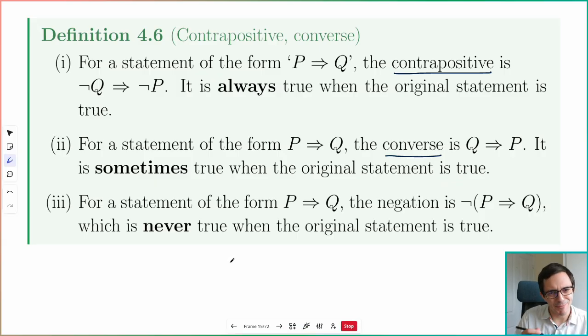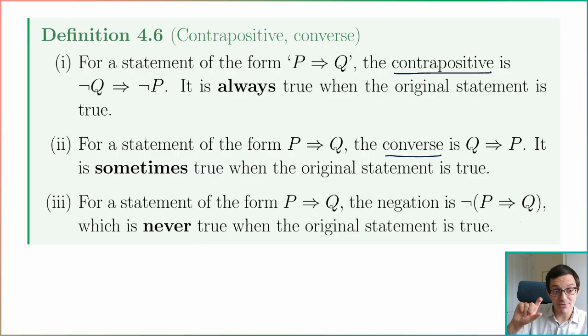And then finally, just for completeness, for a statement of the form P implies Q, the negation is not P implies Q, which I wrote out before with the crossed out implies sign. And that one is simply never true when the original statement is true, because the negation on the outside flips the truth values. So if the original statement is true, then this one is false every time.